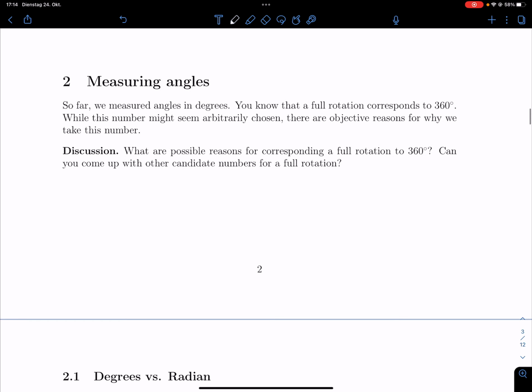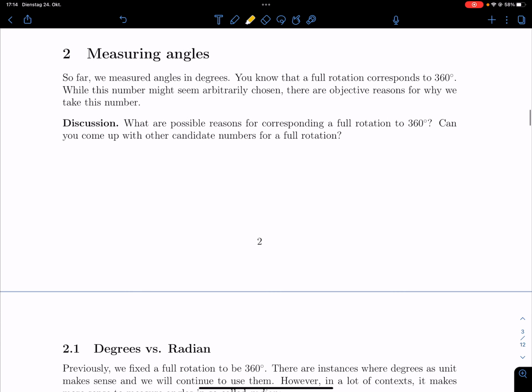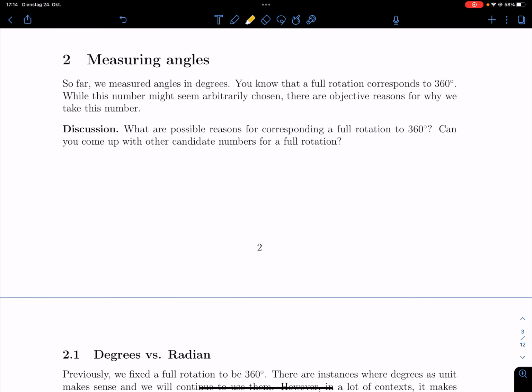All right, then we jump to chapter 2, measuring angles. So here I prepared this little discussion that you might remember from the lessons. The full rotation usually in everyday life corresponds to 360 degrees. The possible reason here is that 360 contains a lot of divisors.